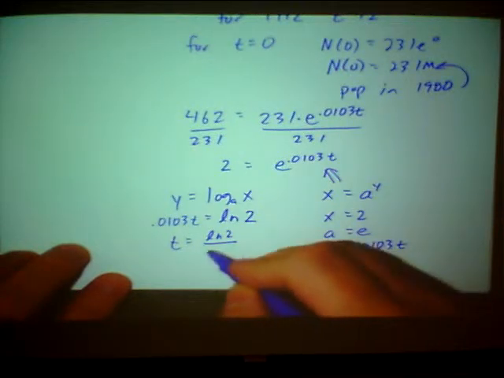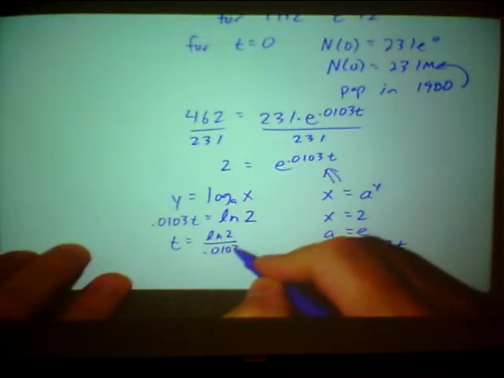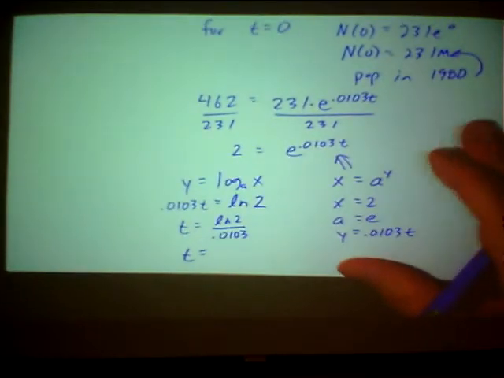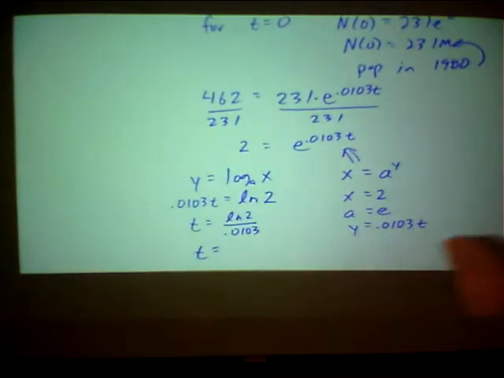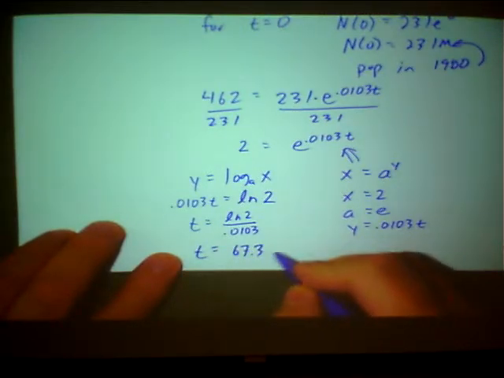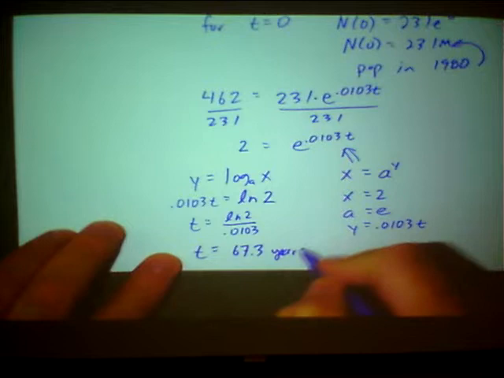As a matter of fact, if I just divide both sides by 0.0103, I get natural log of 2 over 0.0103, and then I simply grab my calculator. Hopefully by now you all have lots of experience in how to do these kinds of calculations. So 2 and then the natural log divided by 0.0103, and I have 67.3, so actually 67.3 years.